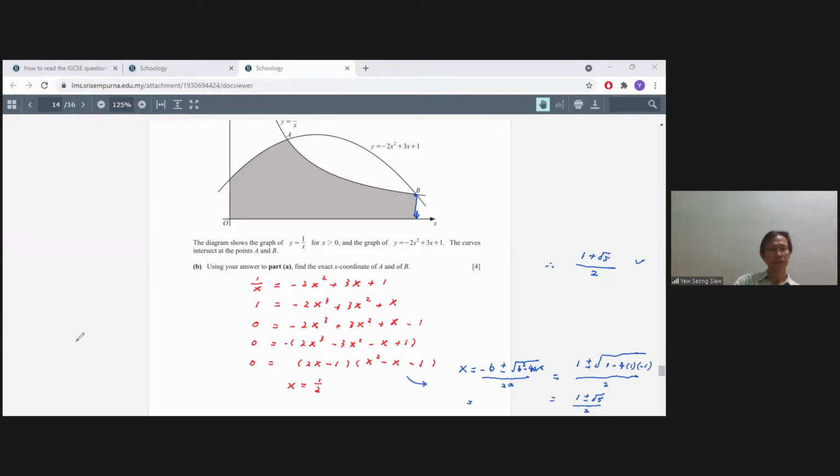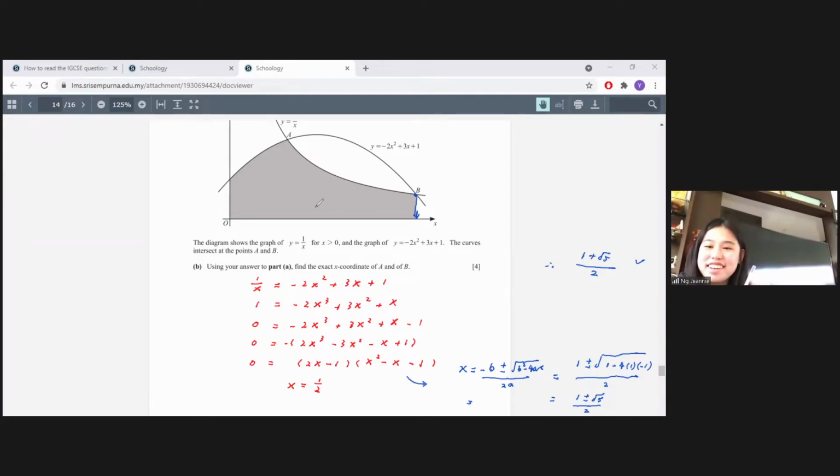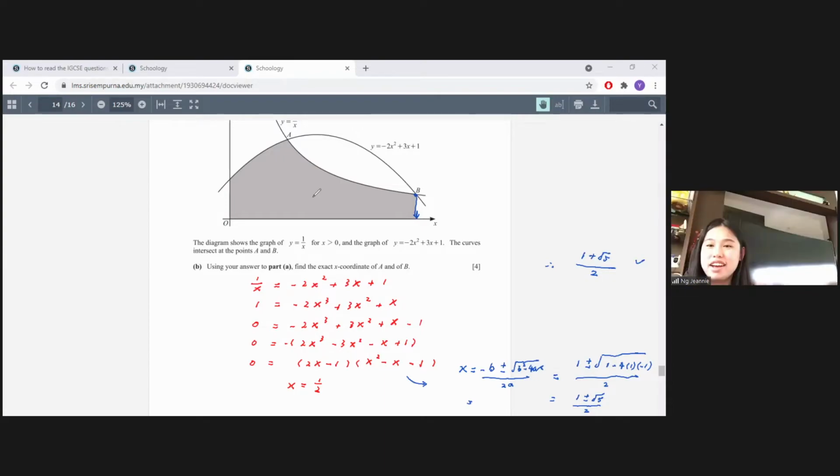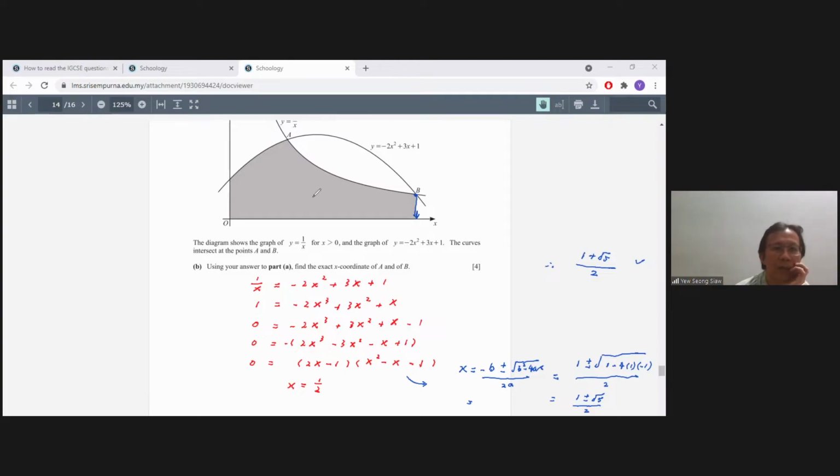Ginny, you want to find the area. How do you want to find the area? You want to find the area of the shaded area? Yes. So how to find? Because here combine the curve. There are two curves there.